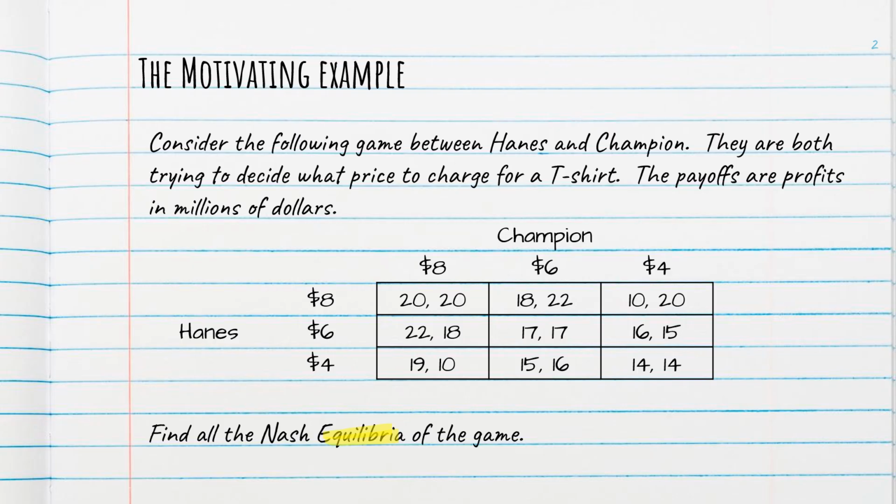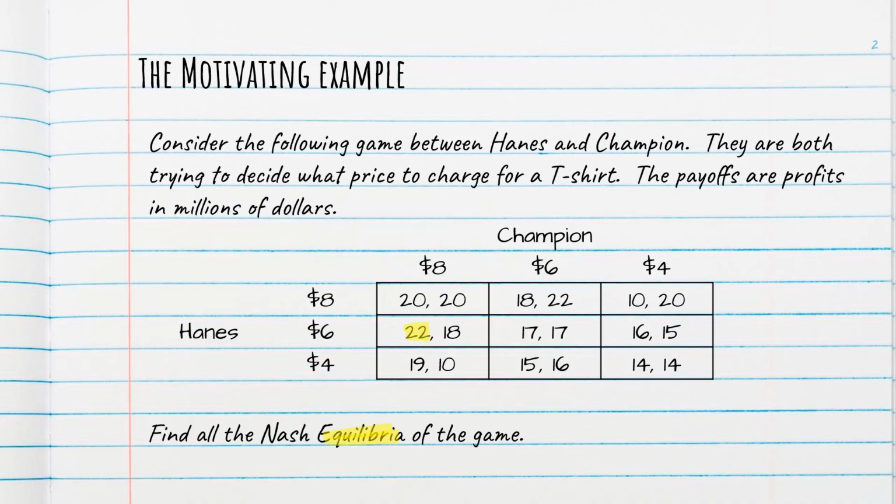We ask ourselves this: what would Haynes do if they thought Champion was going to charge a price of $8? So I focus on the Champion column and we identify the strategy that yields the highest payoff. So if Champion chooses $8, Haynes can choose 8 and get a payoff of 20. They can choose $6 and get a payoff of 22. Or they can choose $4 and get a payoff of 19. So just so we're clear, I'm looking at these numbers, I'm comparing them, and I'm picking the highest, which is clearly 22, and I'm going to highlight that number.